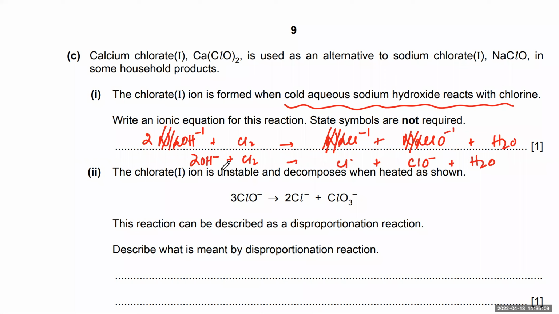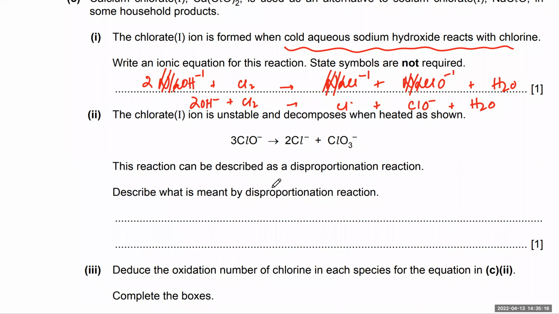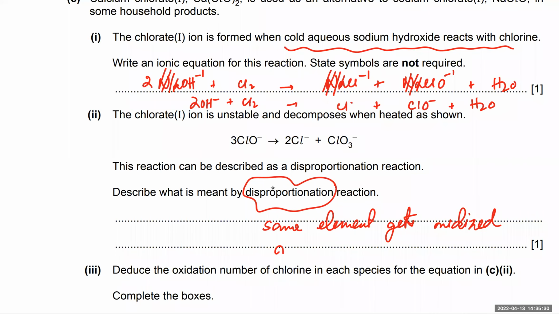Then he says that the chlorate ion is unstable and decomposes when heated. So it's decomposing. So he's saying it's a disproportionation reaction. What is meant by the disproportionation reaction? One mark. The same element gets oxidized and reduced. So the same element is getting oxidized and reduced.